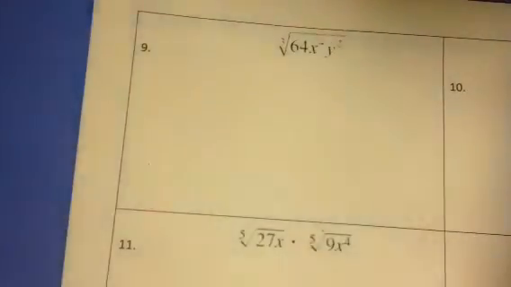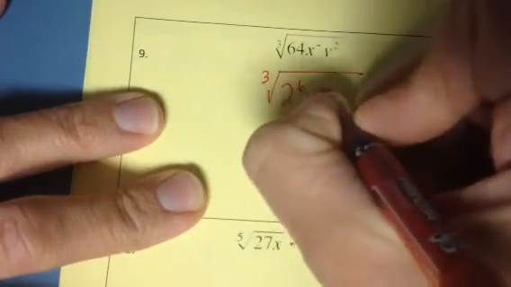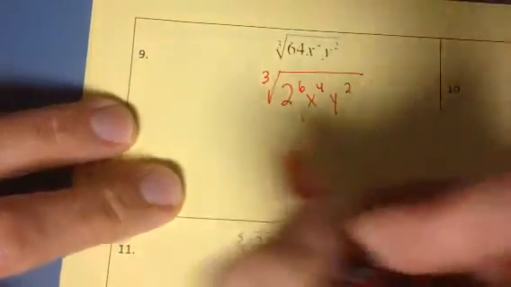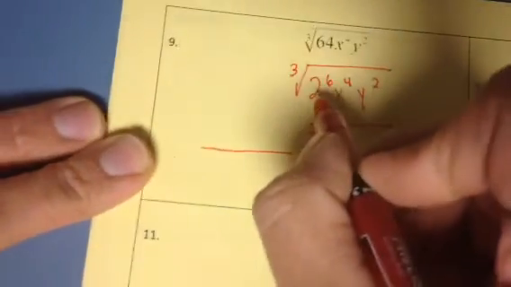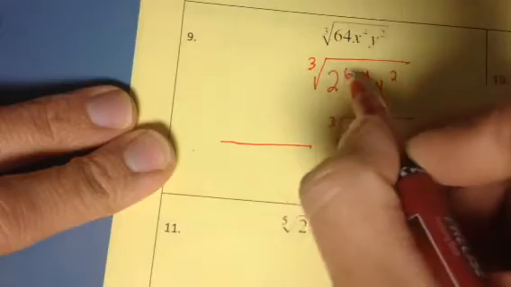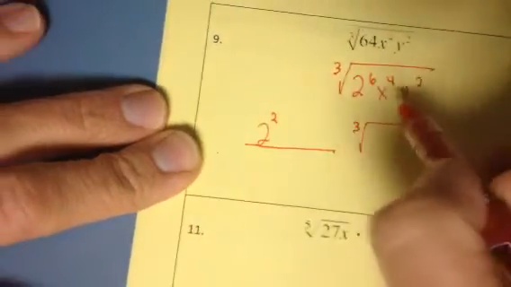So I'm going to rewrite 64 as 2 to the 6th, and then there's an x to the 4th and y squared. This will be the stuff that's coming out, and here's the cubed root. So all the 2's will be coming out because 3 goes into 6 twice.